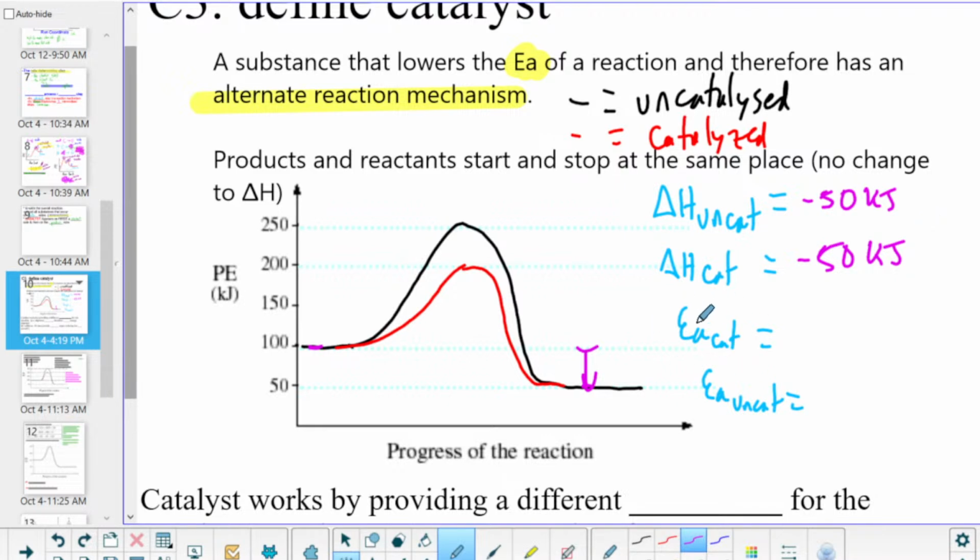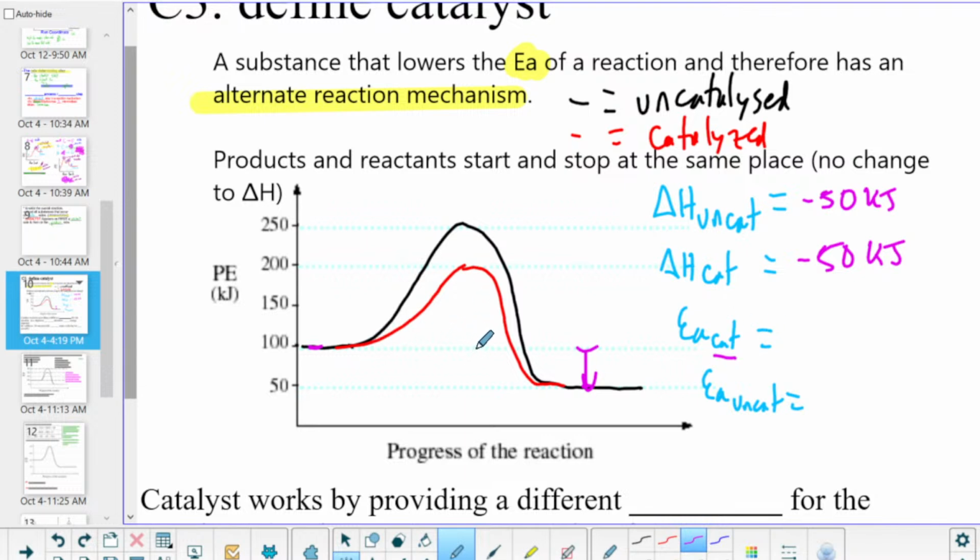The catalyzed reaction, it is 150 kilojoules. Oh wait, okay. The activation energy is 150. Oh wait, no, it's 100. Wait, the uncatalyzed or catalyzed? Right now, catalyzed. Well, it starts at 100 and goes to 250, so it's 150.